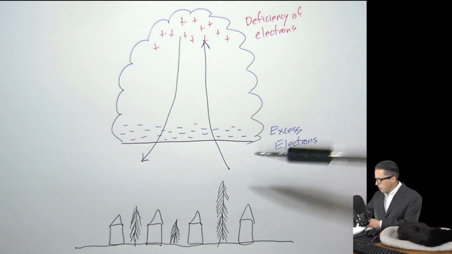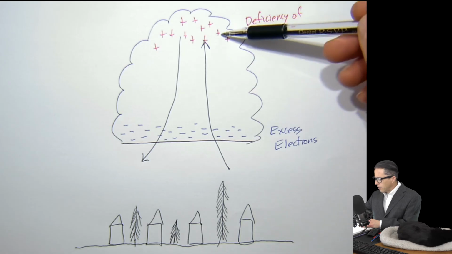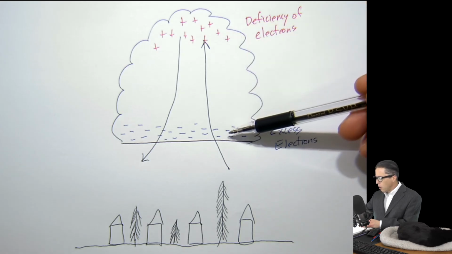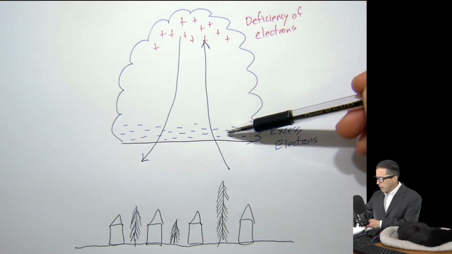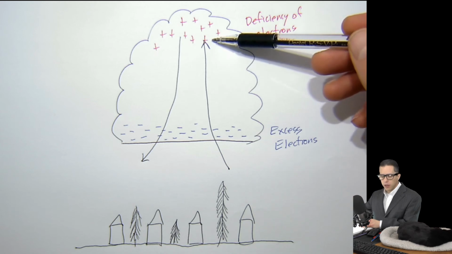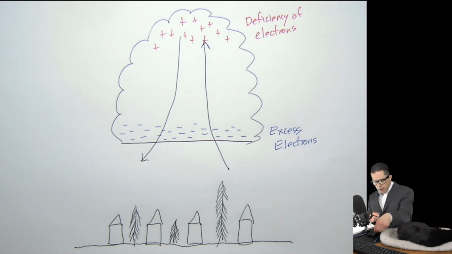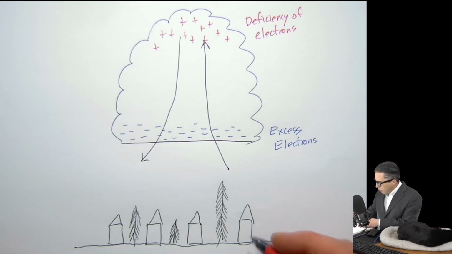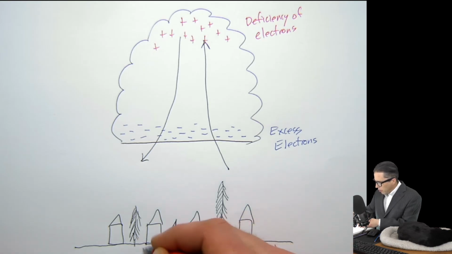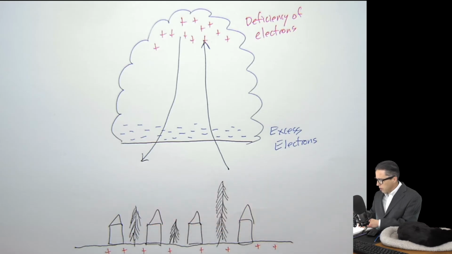But in a typical cloud, you've got these electrons near the bottom and you've got a deficiency near the top, and what these electrons want is to get up to here. That's where they'd like to be. Well, it also turns out that you've got positive charges down here on the ground. So the Earth itself has a slight positive charge, especially compared to the bottom of this cloud.